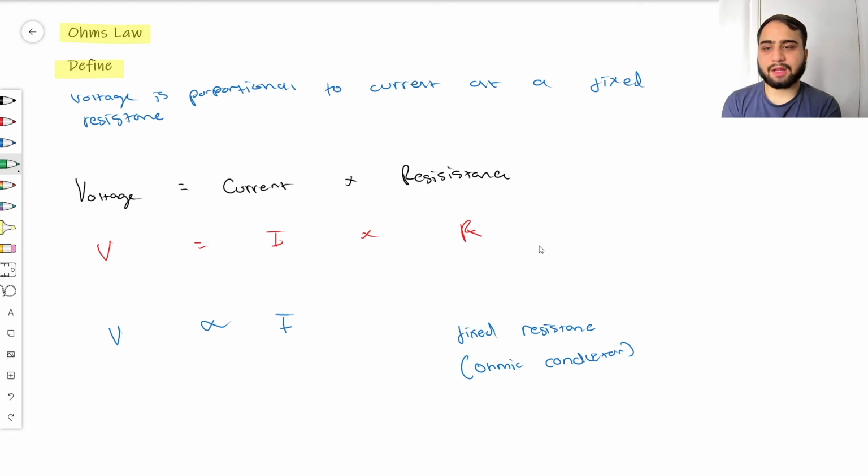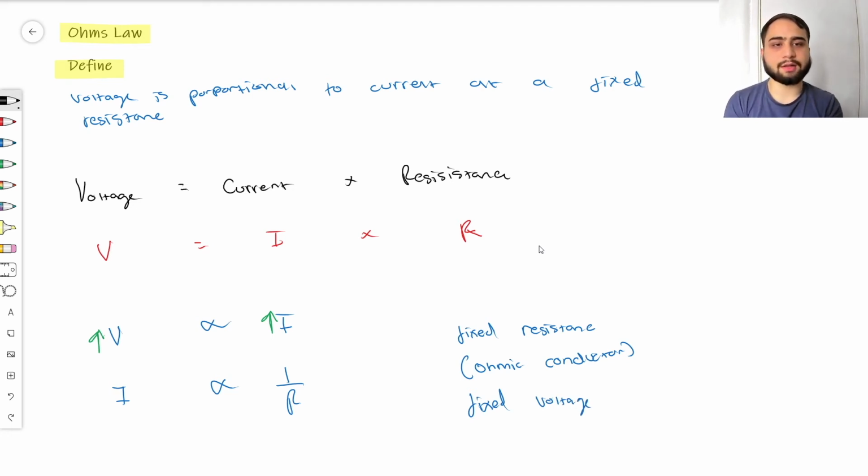This means that if voltage were to increase in a circuit, the current would also increase, but this also has another form as well. I can also say that current is proportional to 1 over resistance. And how would I find that out? This would be at a fixed voltage. If I rearrange my equation here, V equals IR, and I want I on its own, V over R is equal to I.